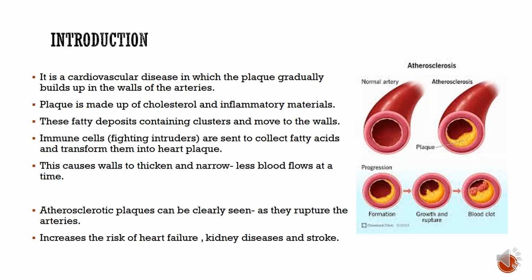Now, how is the plaque formed? The fatty deposits which contain clusters move to the walls of the arteries. The immune cells, which are the fighting intruders, are sent to collect these fatty acids and transform them into hard plaque, which causes the walls to thicken and narrow, which in turn reduces blood flow in the artery.